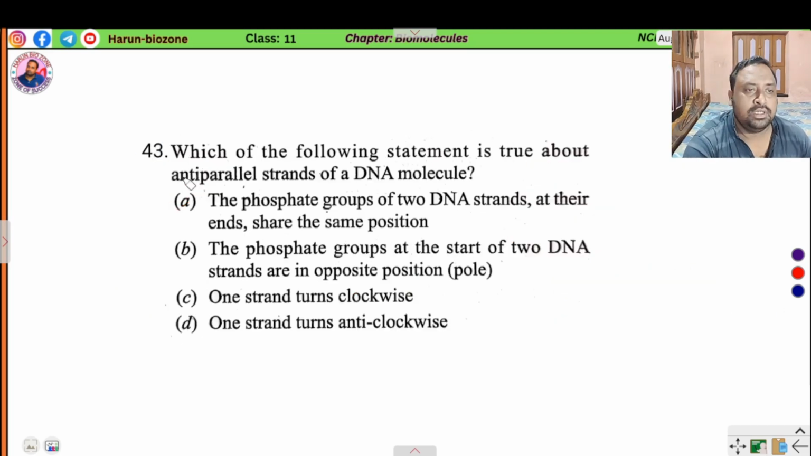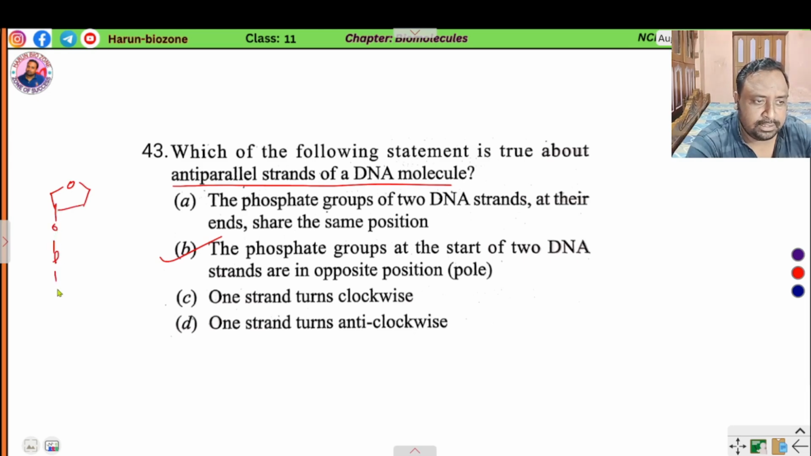Then next question is 43. Which of the following statements is true about antiparallel strands of DNA molecule? The phosphate groups of two DNA strands at their end share the same position. Not true. The phosphate groups at the start of two DNA strands are in opposite positions. One strand turns clockwise, one strand turns anticlockwise. So here the correct option is B. Phosphate means this is nucleotide. This is O, this is phosphate, this is O, again O, phosphate, this is called phosphodiester bond.